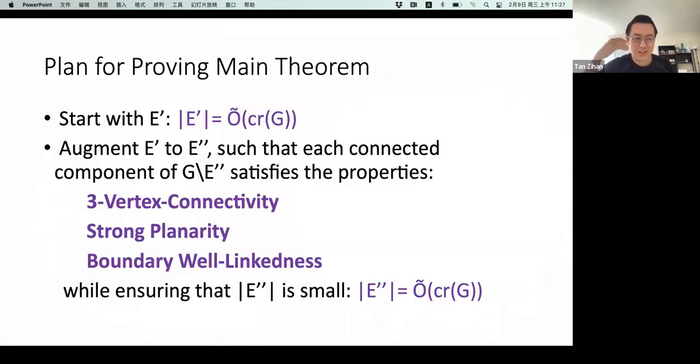The more important contribution is how we actually achieve these three properties. As long as we have these three properties, we basically get the first main result. The idea is to start from the graph G minus E prime and look at its clusters. Currently they may not satisfy these properties, but we will further decompose them until they satisfy all three properties. We still want to ensure that the number of newly deleted edges is not too many, so we still want it to be approximately CR(G).